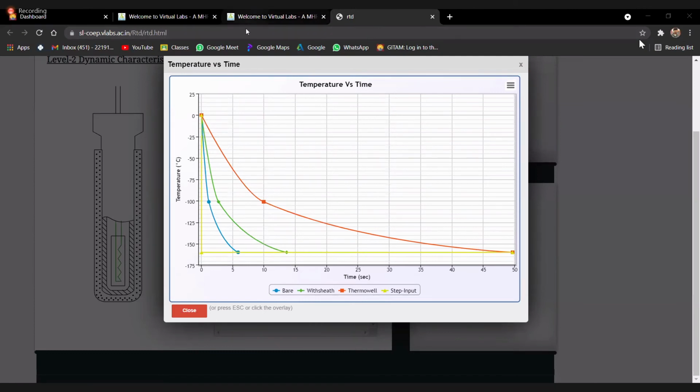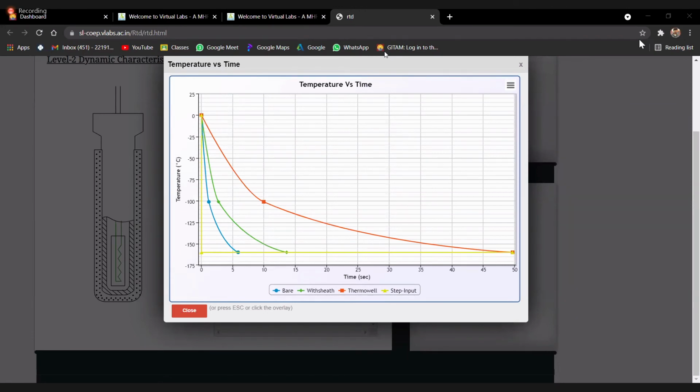And the green color line is reaching in a bit more time. So whatever may be the temperature, positive or negative, the point we have to understand is that bare RTD is giving response in shorter time periods. With the sheath, it is taking a little bit more time than the bare. And if you are using thermowell, it will give response, but it will take a little bit more time than the sheath. That you have to understand.